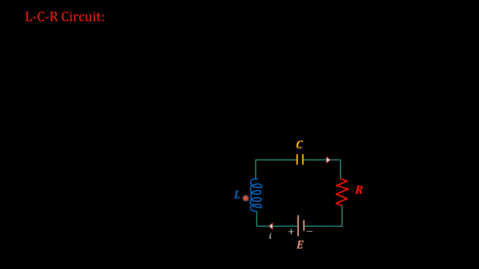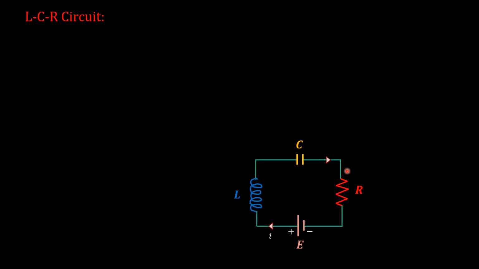In that, first one is LCR circuit. What is LCR circuit? So see this figure. L for inductor whose inductance is L henries. This one is capacitor whose capacitance is C farads. Resistor whose resistance is R ohms. So these are the three passive components which are connected in series with source of electromotive force, which is E volts.